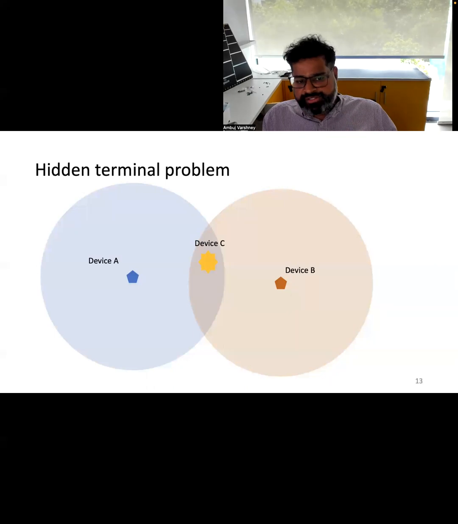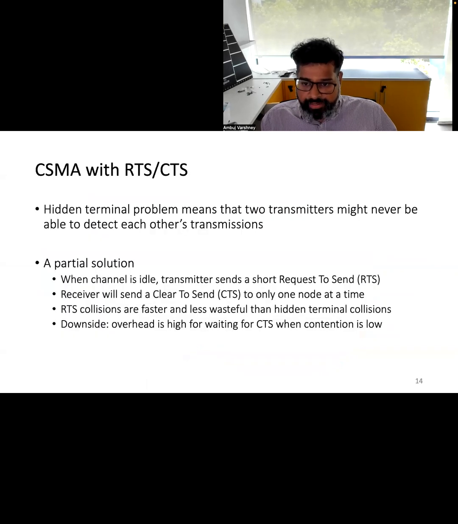And of course, this is not something we want, because if two devices are transmitting at the same time to device C, their transmissions will collide at device C, and it will cause interference and cause packets to be lost. This is called the hidden terminal problem, and it is a problem that we would like to avoid. So what could be a potential solution to this hidden terminal problem?